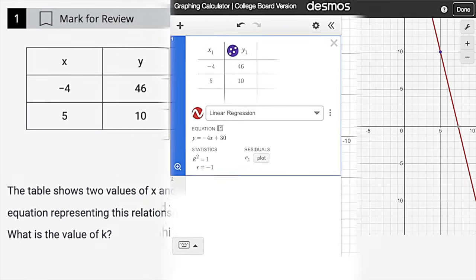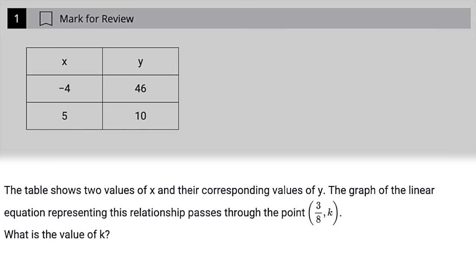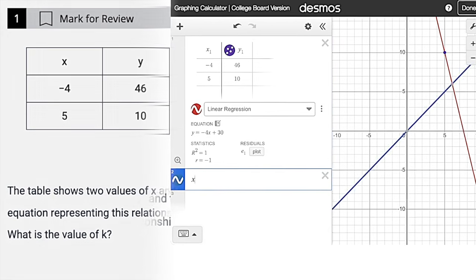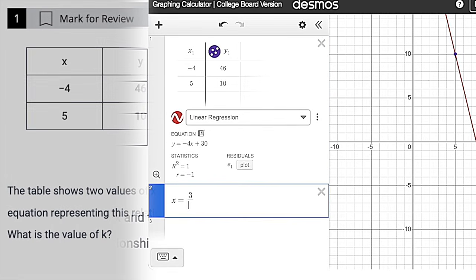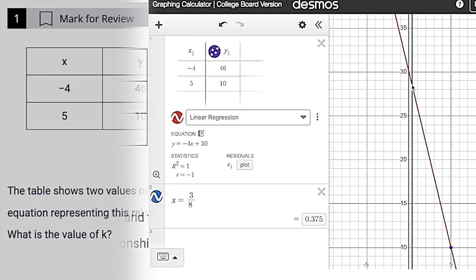Now, importantly, the question is asking us, what's up with k if we have this point 3 over 8, k? So a couple different ways you could go about this. You could say x equals 3 over 8, and then you could find your point of intersection, and your y value is k, so that's going to be your answer. So we know it's 28.5.